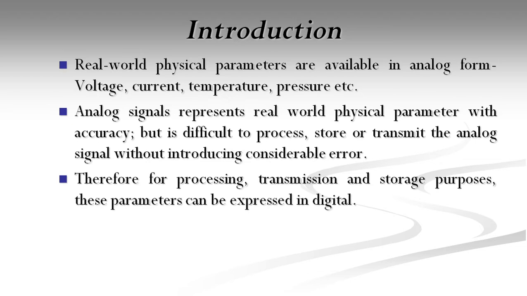Most of the real-world physical parameters, that is voltage, current, temperature, and pressure, will be available in analog form. These analog signals are very difficult to process, store, or transmit without introducing considerable error. So, in order to make this process accurate and easy, we have to express these parameters in a digital form. The operation of most digital communication systems is based on this digital to analog and analog to digital conversion.